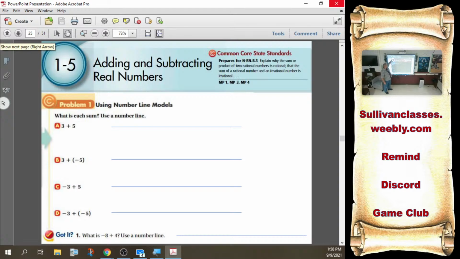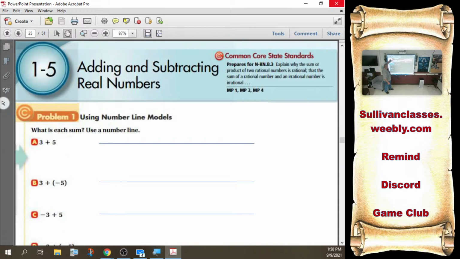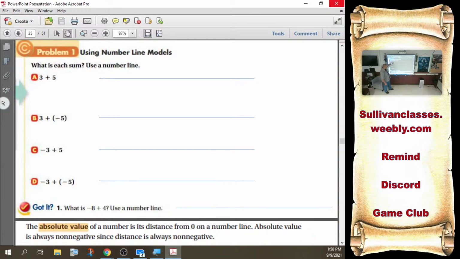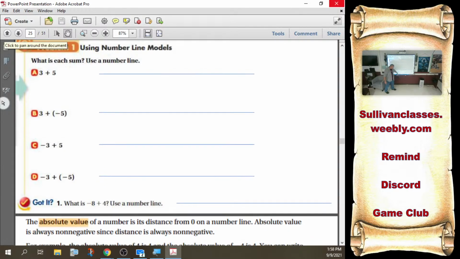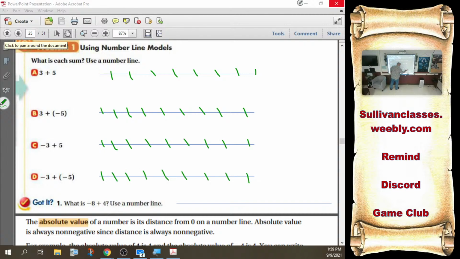So, I do at least want to go through the notes so we can talk about why this works. You all remember the number line. If I say 3 plus 5, we all know which side the bigger numbers are on, left or right? Right. Bigger numbers are always to the right.